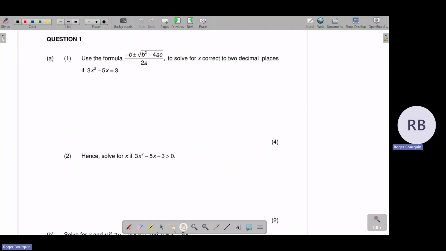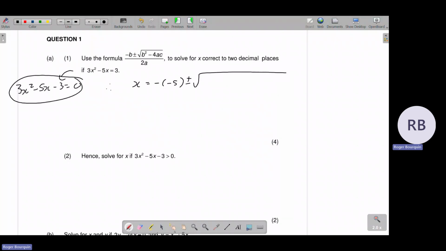If it says give your answer in surd form or to 2 decimal places, that's telling you it cannot be done by factorizing. Right, okay. So I'm going to say x is equal to minus b, so it's going to be minus 5 plus minus the square root of... well, first I should rewrite this equation, sorry. So it should become what? 3x squared. You always have to get the x squared on its own, so you should do that first. So what's a in this formula? What's b? What's c?